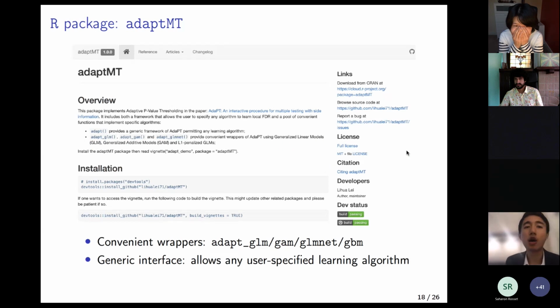And here we have our package called adaptMT, which is available on CRAN. In this package, we implement quite a few convenient wrappers using GLM, GAM, glmnet, GBM. We also provide a generic interface that allows any user-specified learning algorithm. I know that there are also other works that build on top of this package using some other algorithms like XGBoost. So you can easily apply this package to your own problems.